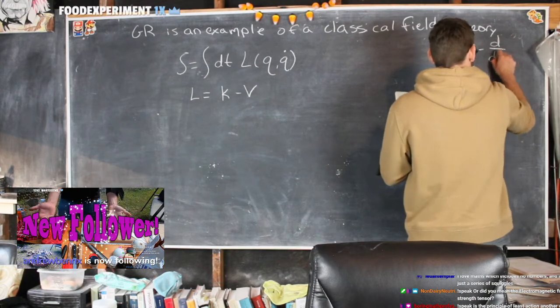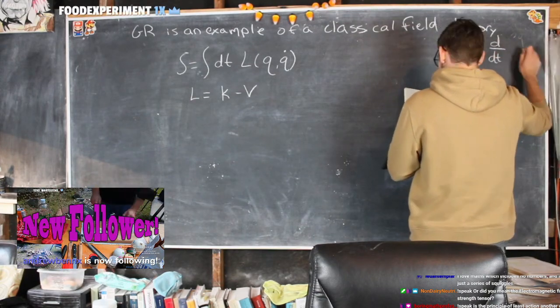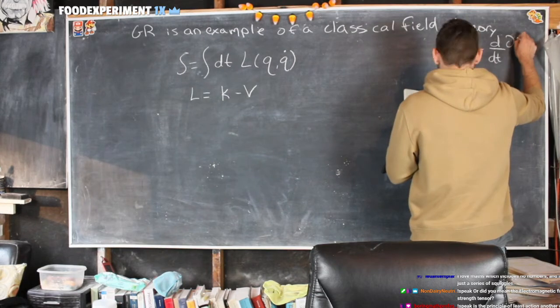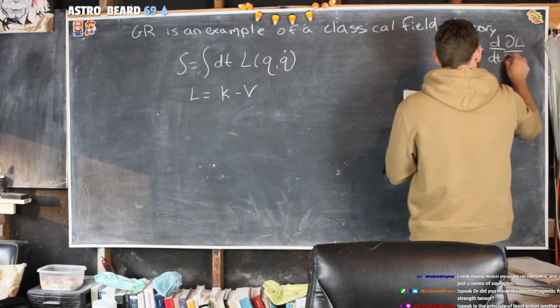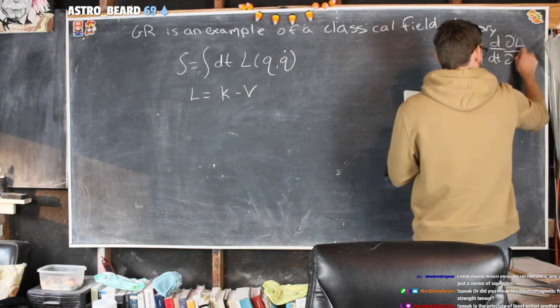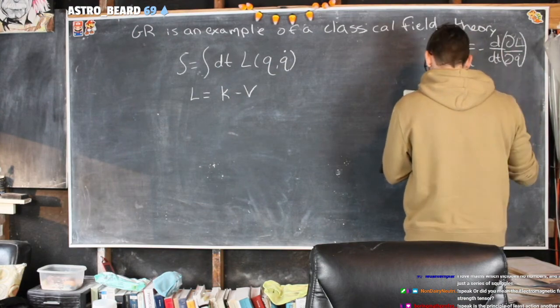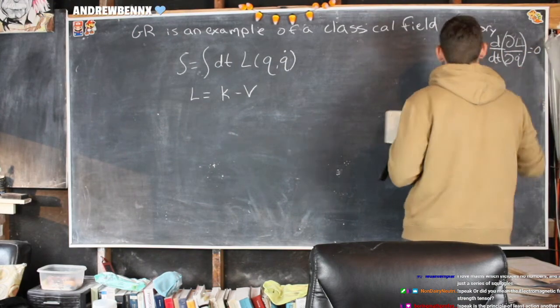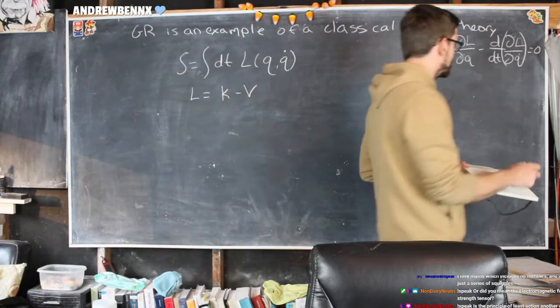with respect to Q, minus the derivative with respect to time of the partial of L with respect to Q dot. And this is equal to 0. Is that umbrella in the way? No, I don't think so.